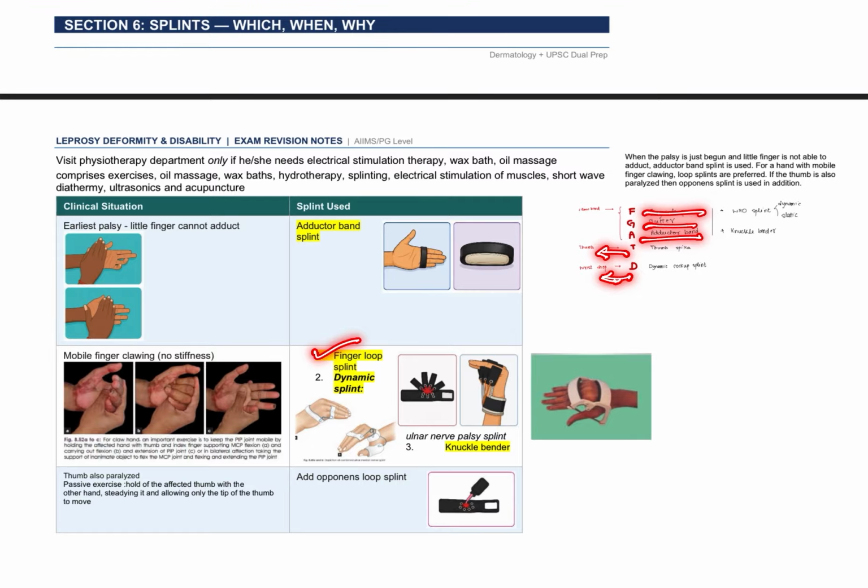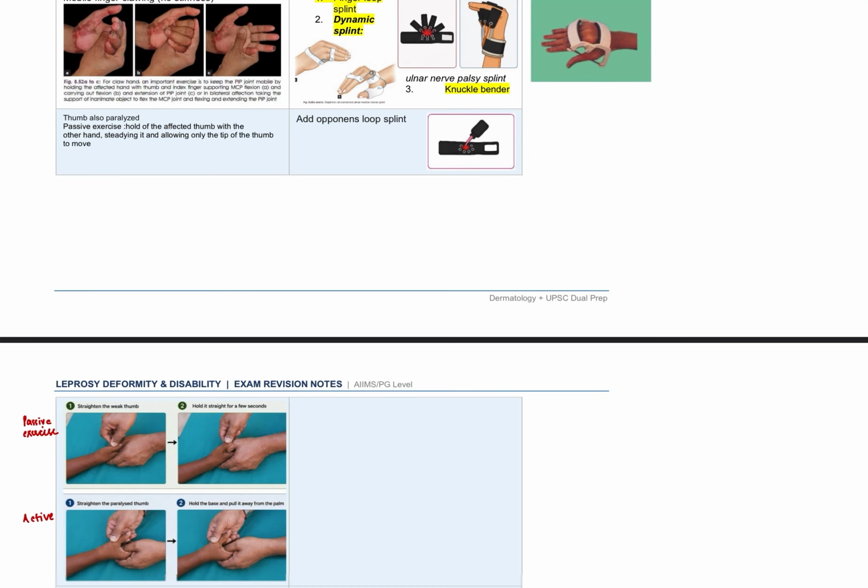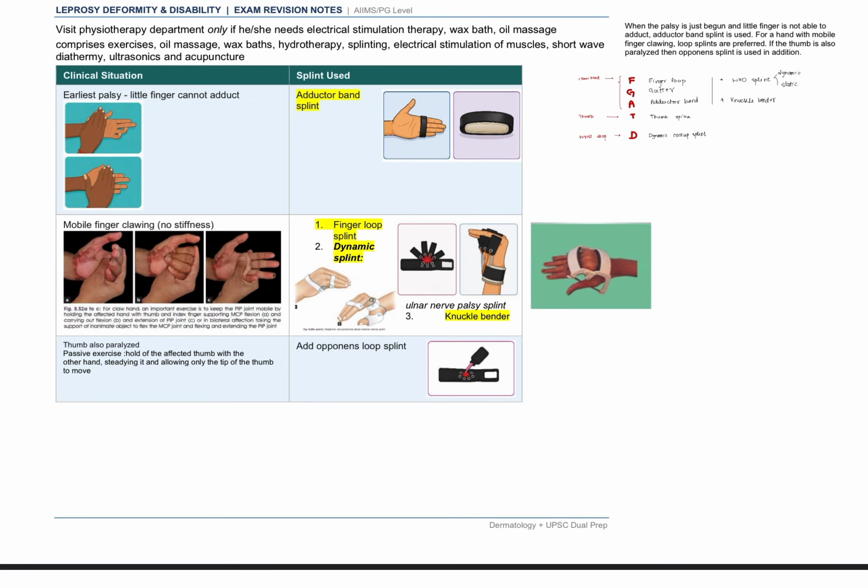So the finger loop splint: a wristband is there, and four finger loops are there. This will keep the MCP in flexion and the PIP in extension. Dynamic splint is for the same action, and there is the knuckle bender splint. If the thumb is also paralyzed, we have to add this opponens loop splint, or the thumb spica can be used. Then the exercises.